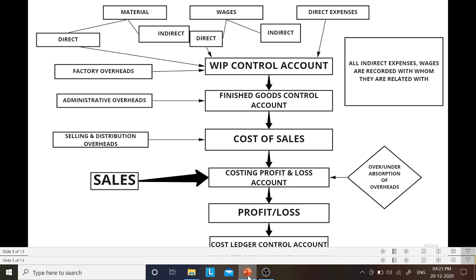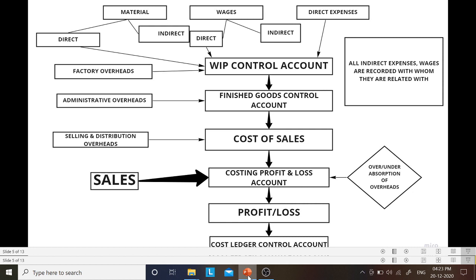So in the initial period when the production starts, at that time direct material, direct wages and direct expenses are put into one account, meaning they are put in the production process in the factory. Simultaneously we are recording transactions as it works in the production process. So direct material, direct wages and direct expenses, we take all together and put them into one account, that is called the WIP control account, meaning work in process account or work in progress account, right?